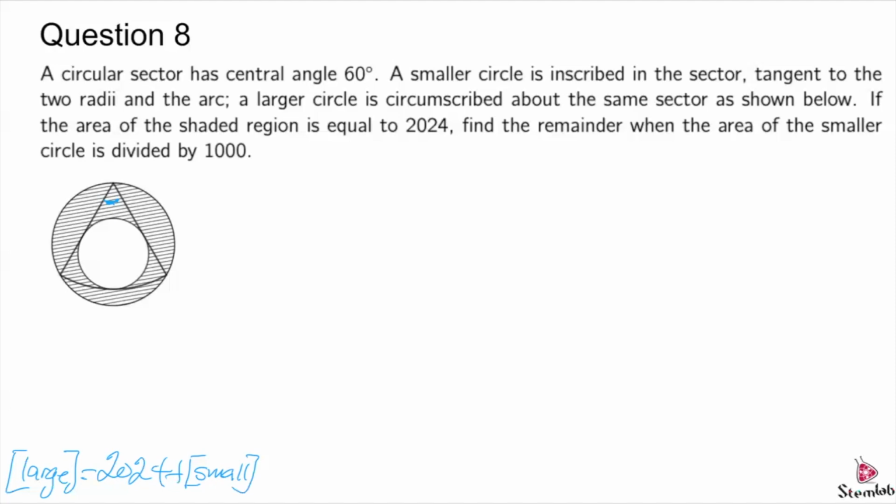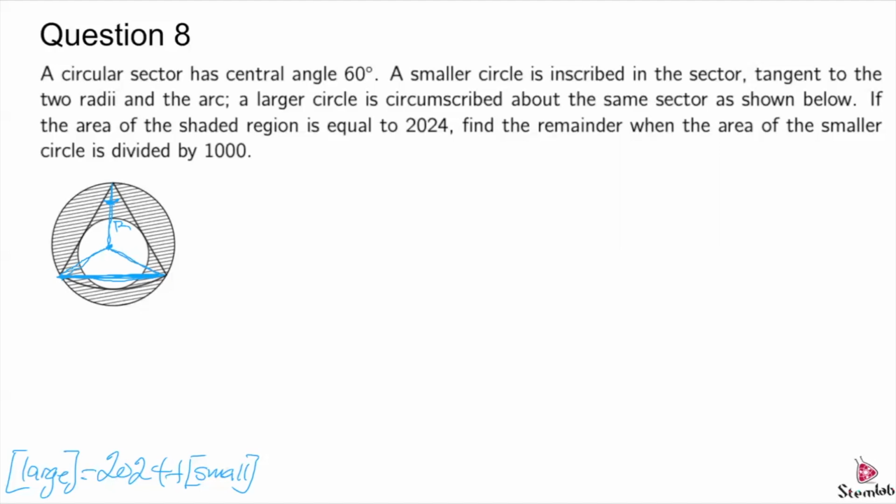Let's start with the radius of the large circle. Let's call that R. So R in this case will be somewhere here. Given that we're dealing with a sector that's 60 degrees, there should be a triangle right here that's equilateral, 60, 60, 60. That means the circumscribed circle will look something like that relative to the triangle, where all those things are R.